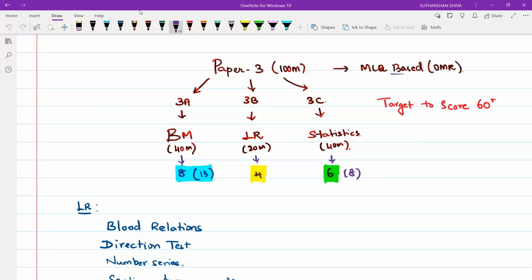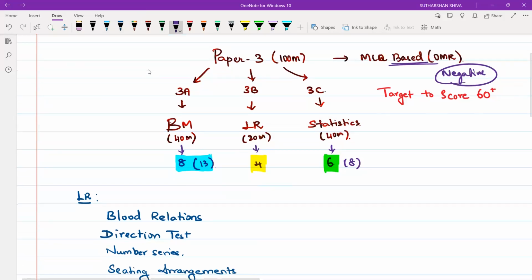This is completely going to be an MCQ based OMR paper and you are having a negative marking in this paper. So make sure you are attending the question 200% correct.